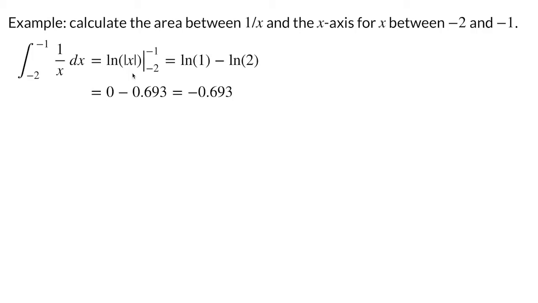So, by the fundamental theorem of calculus, we evaluate that logarithm at x equals -1 and then subtract the logarithm at x equals -2. The absolute value eliminates the negative signs, so we have the logarithm of 1 minus the logarithm of 2. The logarithm of 1 is 0, and the logarithm of 2 is 0.693. We calculate that the area is -0.693.